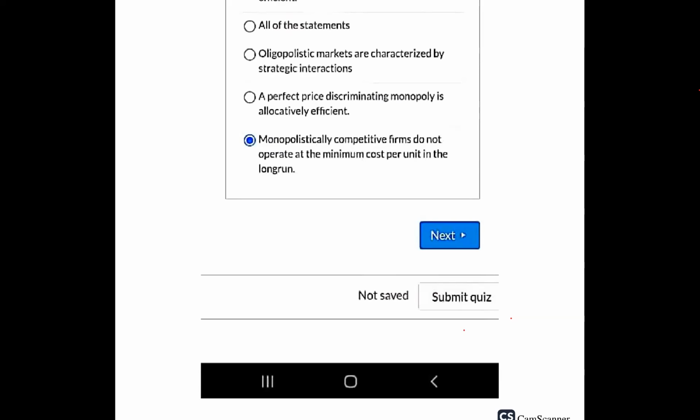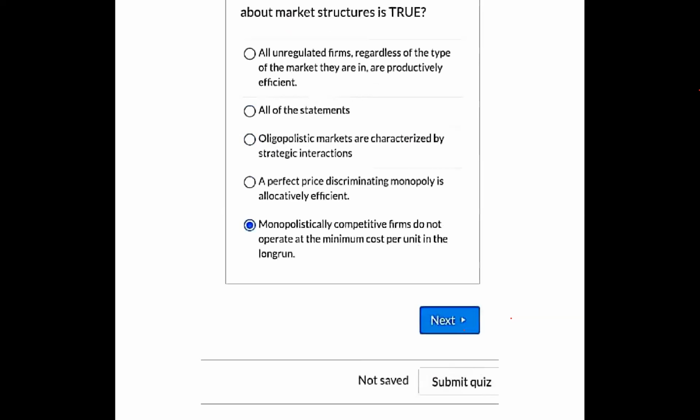Oligopolistic markets are characterized by strategic interactions. That's very true. And is that true? Is that very true? Oh, that's very false. The oligopolies, are they characterized by strategic interactions?